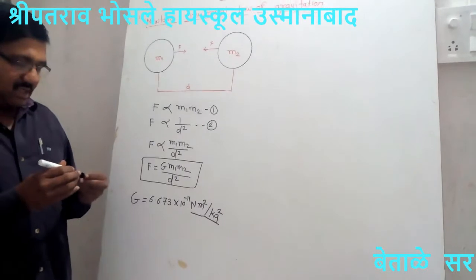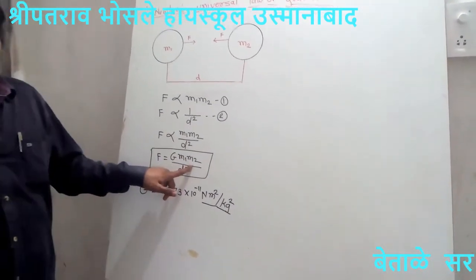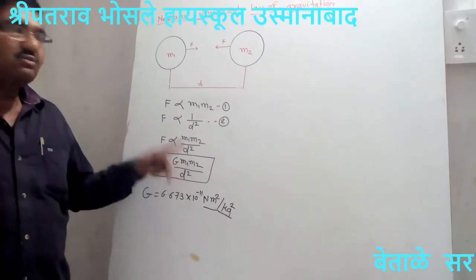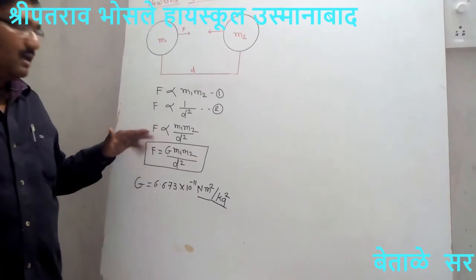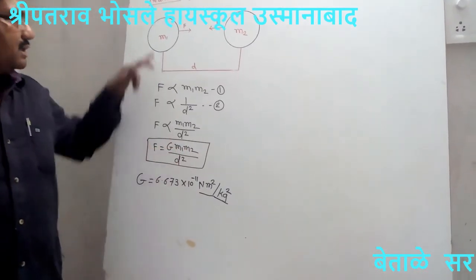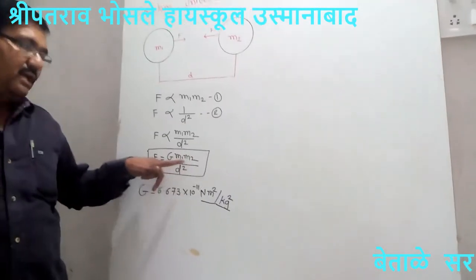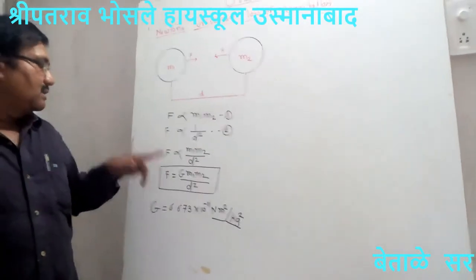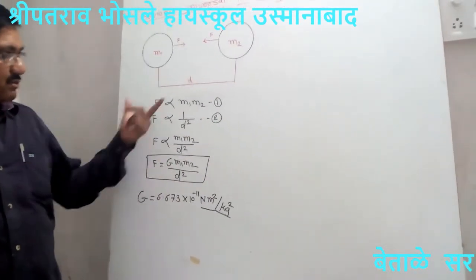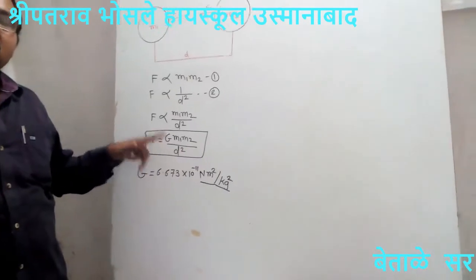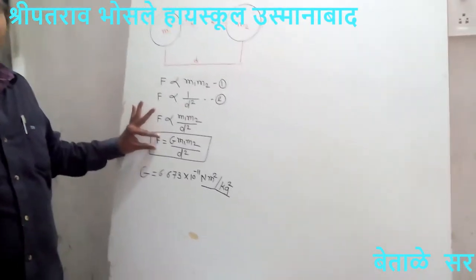Then from this equation, if the mass of these two bodies is doubled, the force is also doubled. If the mass of the first body m1 and second body m2 is doubled, then the force is also doubled. But if the distance between these two objects is doubled, then the force is decreased by the factor 4.